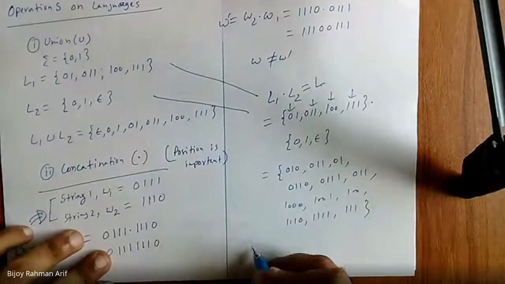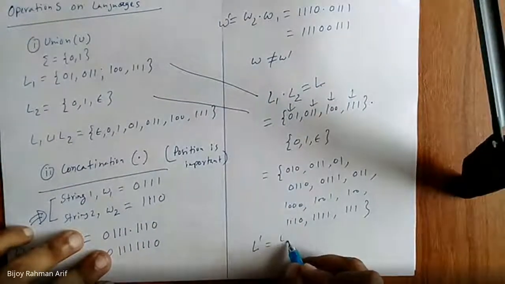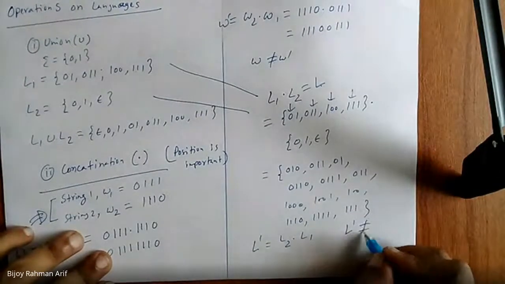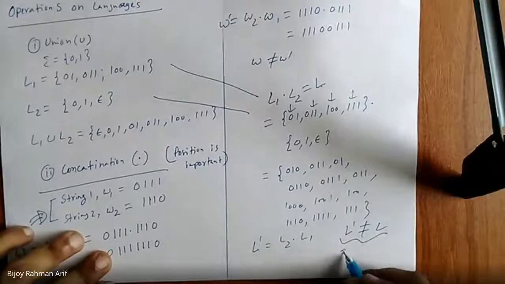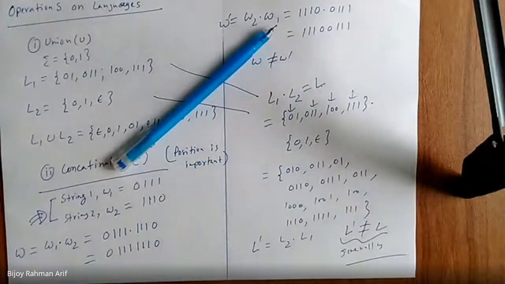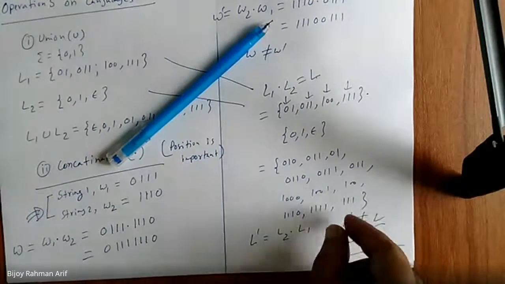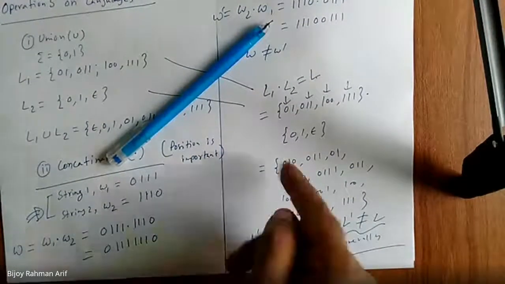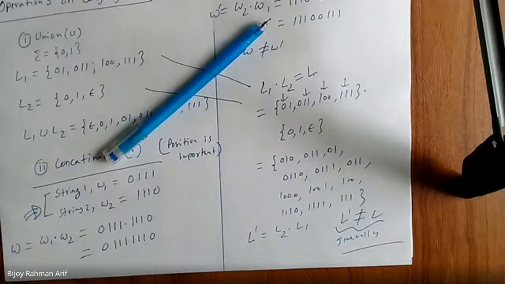If L dash is L2 concatenated with L1, generally L dash is not equal to L. Sometimes the language becomes very symmetric, and that time it might happen. Can you give me an example where if we concatenate L2 with L1 or L1 with L2, the language would be the same?